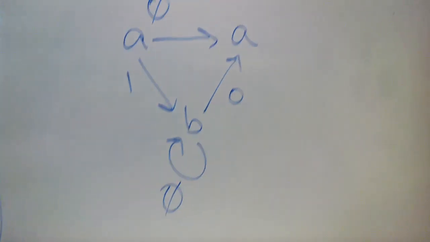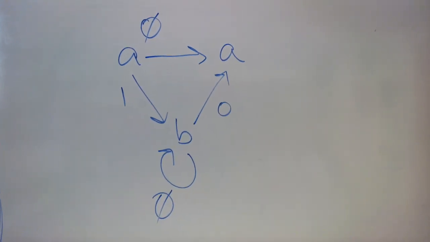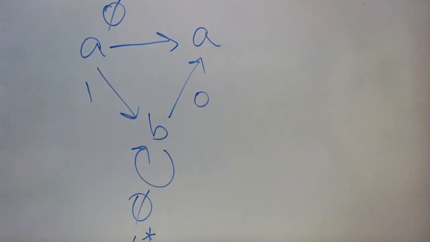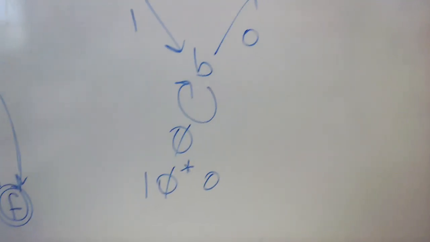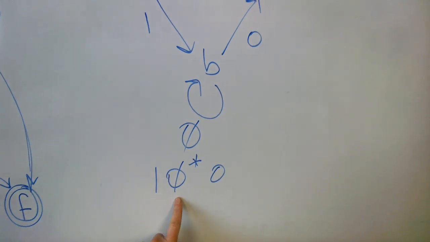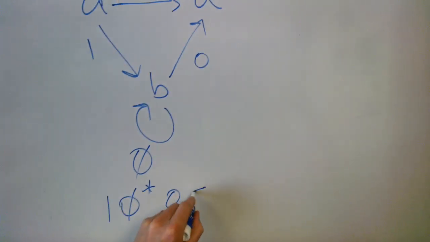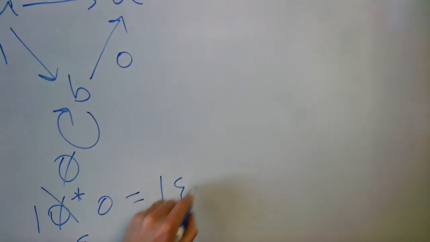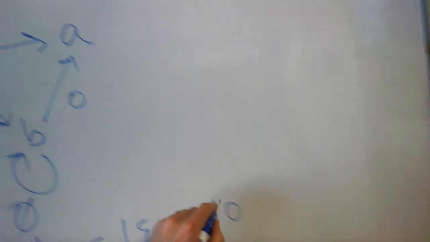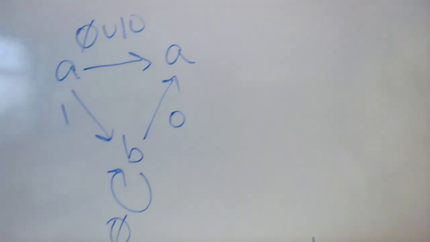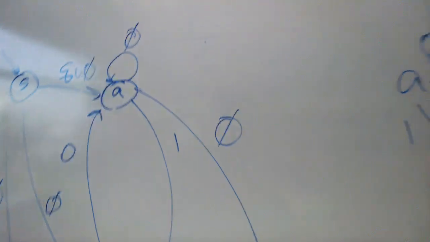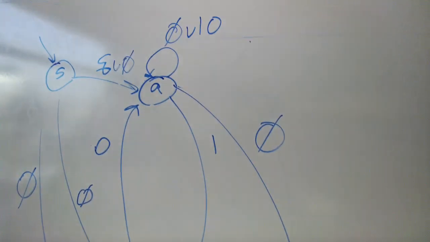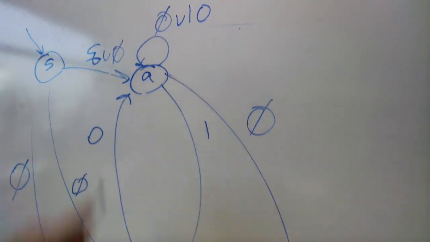So I draw a regular expression that represents the bottom half of this triangle, and that ends up being 1 followed by 0 or more empty sets, followed by 0. This goes to epsilon, so I get 1 epsilon 0, which is just 1 0. So I have empty set or 1 0 right there. So I take this empty set and replace it with empty set or 1 0, because that's the effect of going down through B.